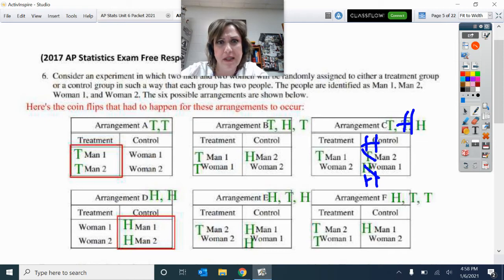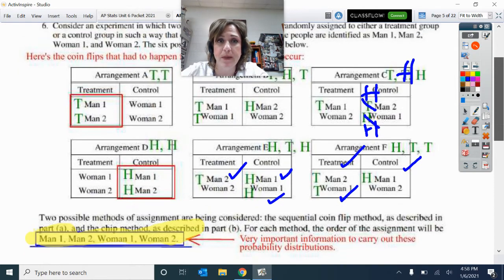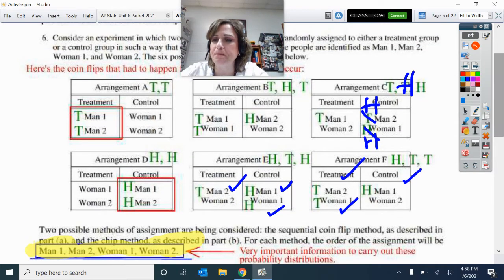Okay, let's check these other ones. Man 1, man 2, that was heads and then heads. Next one, I went heads, and then tails, and then heads. Then I went heads, tails, tails. So it does look like I just had that one mistake, so I'll go in and fix that.